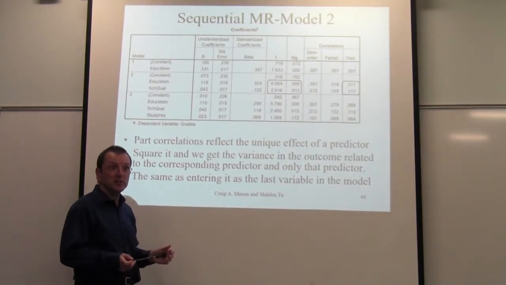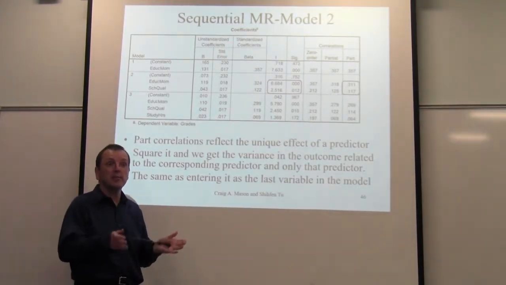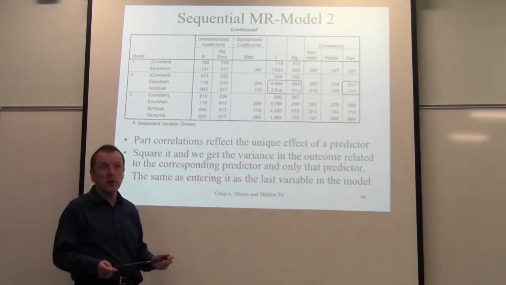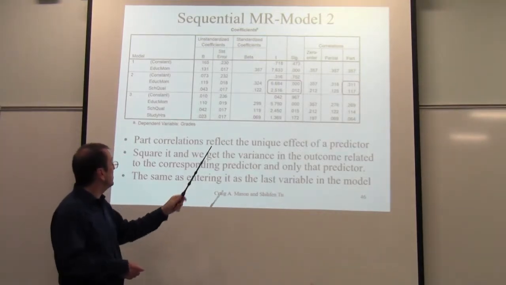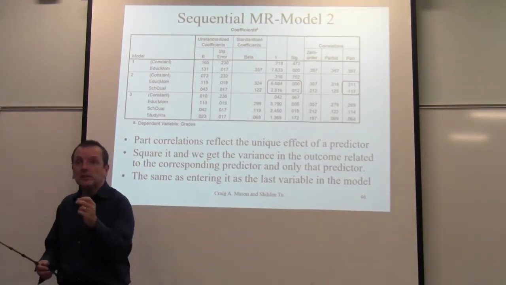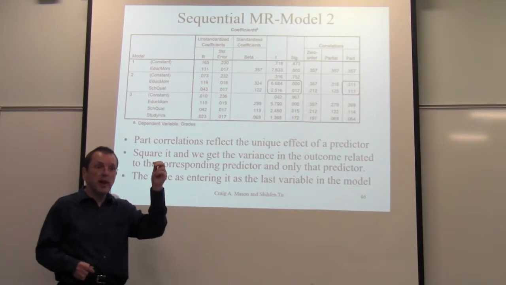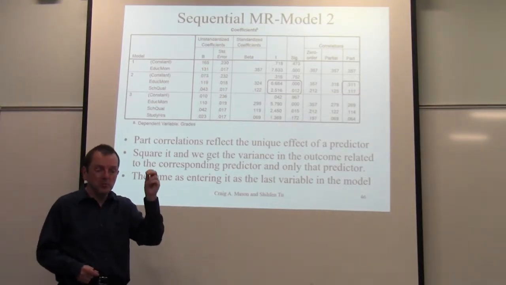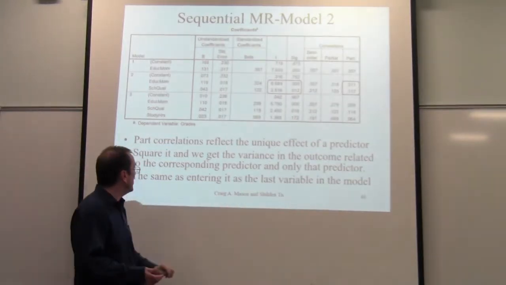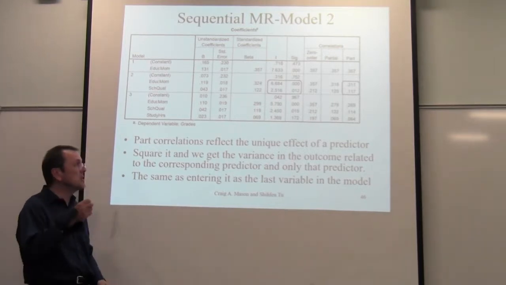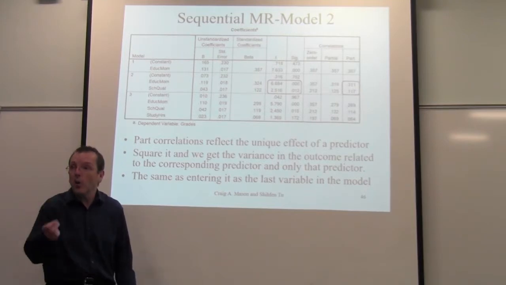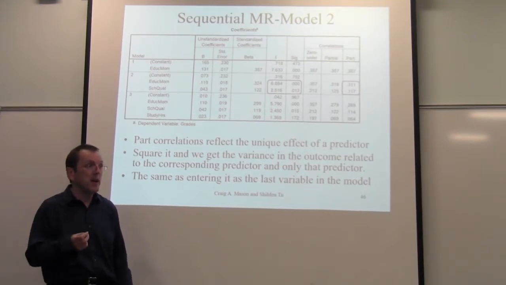You may see people talk about them as the unique variance. When they talk about the unique variance, they mean a part or semi-partial squared. Particularly, if you square the semi-partial correlation, you get the variance in the outcome that is related to that predictor uniquely. It's the variance in the outcome that is only related to that variable, to that predictor.